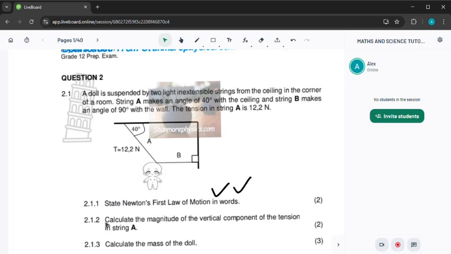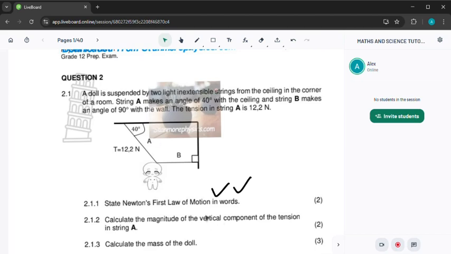Right, and then 2.1.2: calculate the magnitude of the vertical component of the tension in string A. Right, guys, we have an angle here. This tension A makes an angle of 40 degrees with the ceiling, right? So if that's the case, there is a horizontal component of this tension. There is also a vertical component, right?